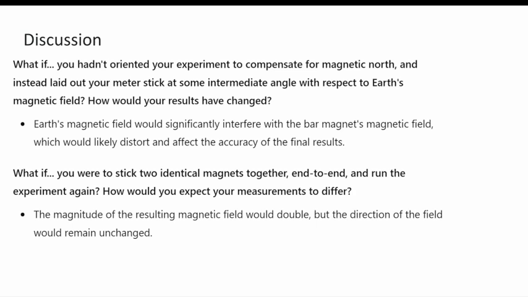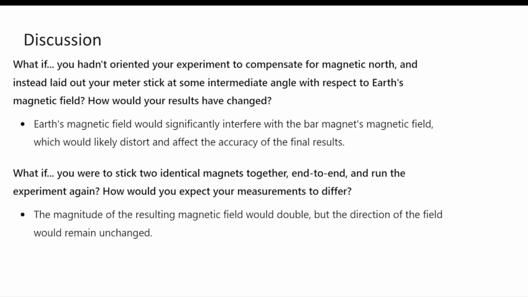Discussion. What if we hadn't oriented our experiment to compensate for magnetic north and instead laid out our meter stick at some intermediate angle with respect to Earth's magnetic field? If this had happened, I believe that Earth's magnetic field would significantly interfere with the bar magnet's magnetic field, which would likely distort and affect the accuracy of our final results.